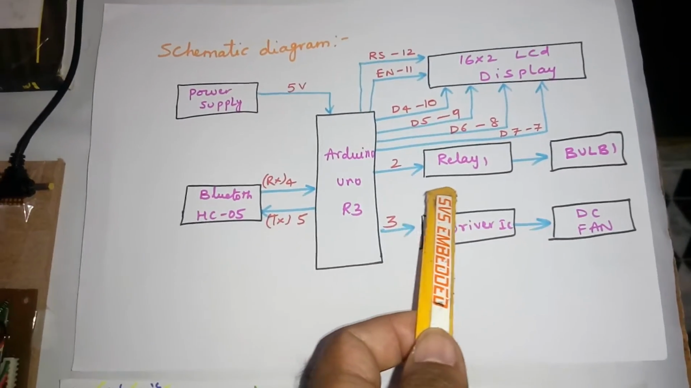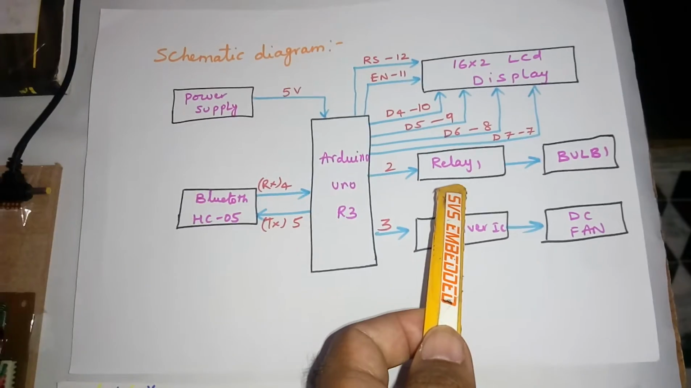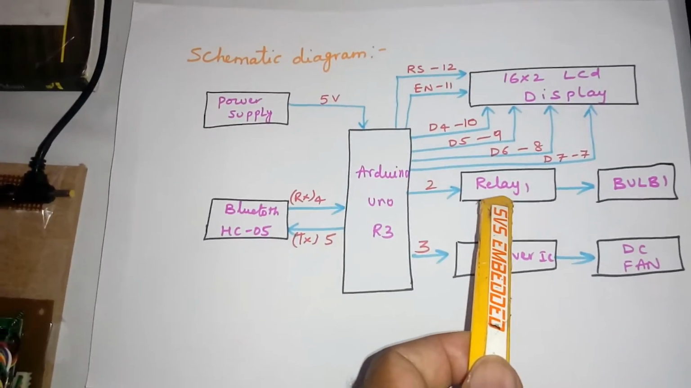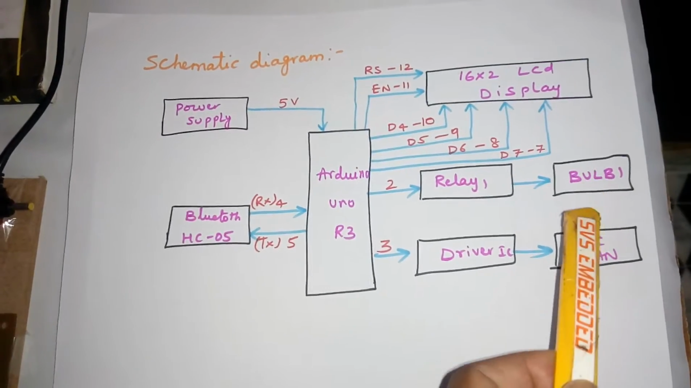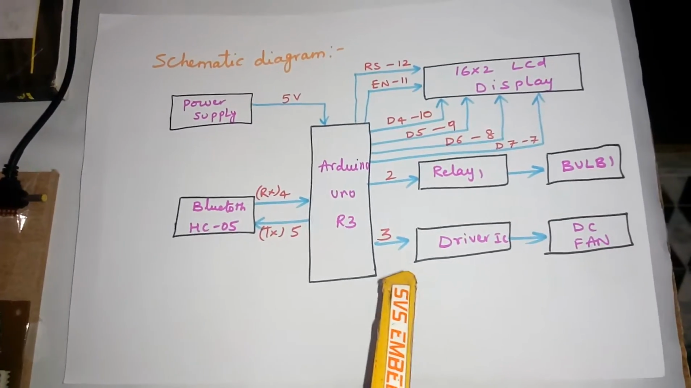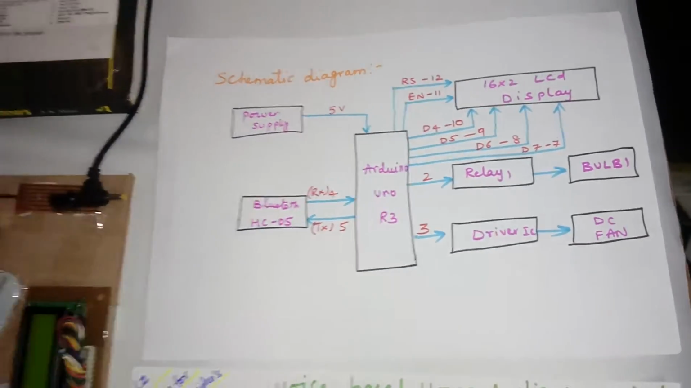The second pin is connected to relay 1, an SPDT relay, single pole double throw relay. For bulb 1, I am using an LED, but you can connect an AC bulb also. The third pin goes to the driver and one DC fan.